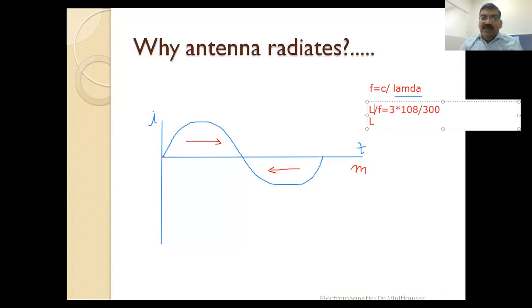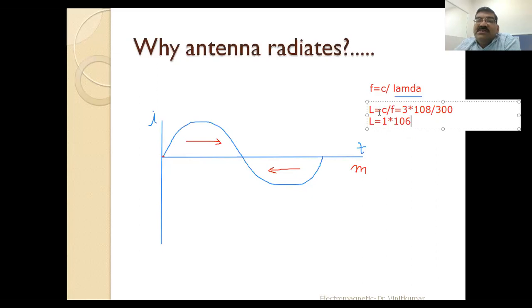So this is my lambda equals C by f. Can you just give me the value? C is 3 into 10 to the power 8 meters per second. So this is the C value. Lambda is how much? 1 into 10 to the power 6. So 1 into 10 to the power 6.